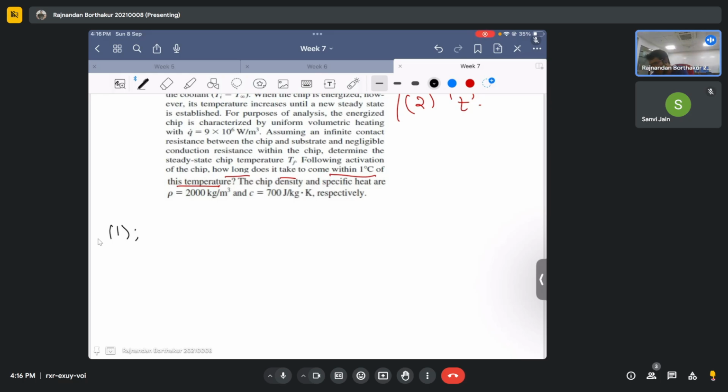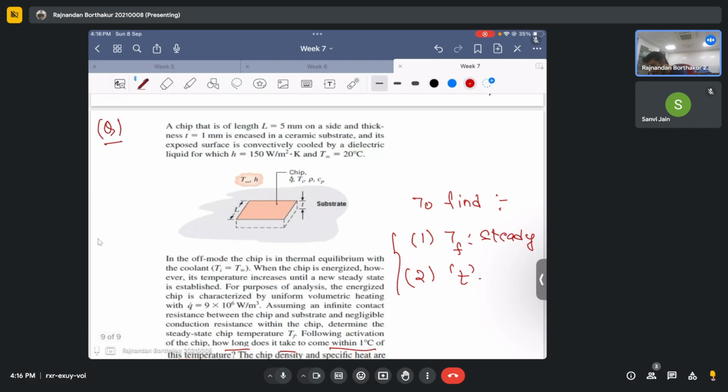So for the first part, I can simply write that if I apply an energy balance on this chip, let's say I consider this chip as my control volume, and I know that the only way this chip can dissipate heat is to the outside fluid.